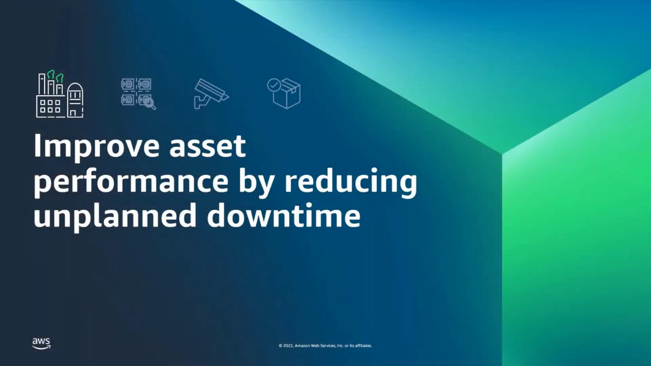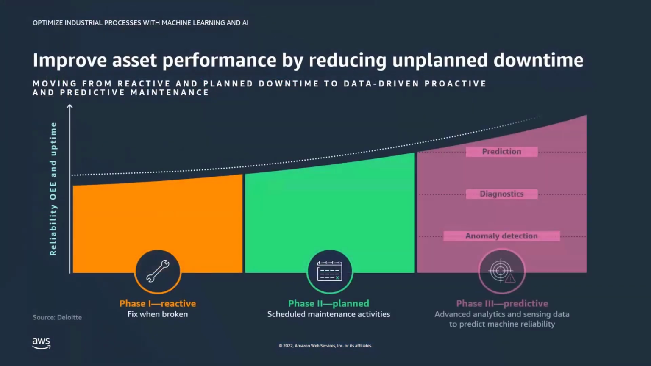So let's start by diving into improving asset performance by reducing unplanned downtime. There are 3 different stages that many industrial customers experience when it comes to asset maintenance. The first is reactive, or fixing it when it's broken, which can mean really expensive downtime. In the planned maintenance phase, you're scheduling maintenance activities to avoid downtime, but that may result in downtime when it may not even be needed.